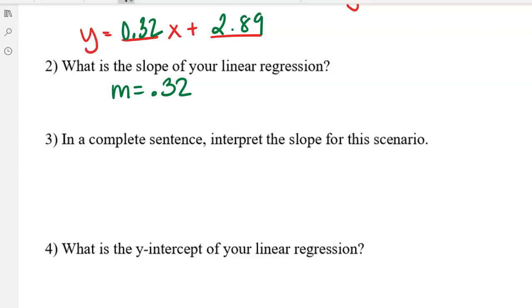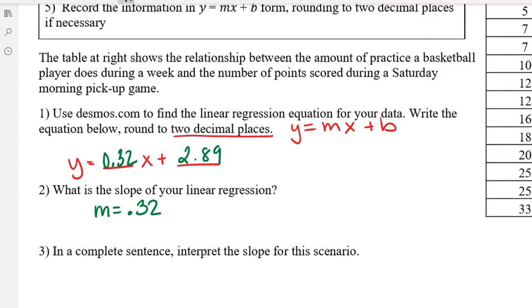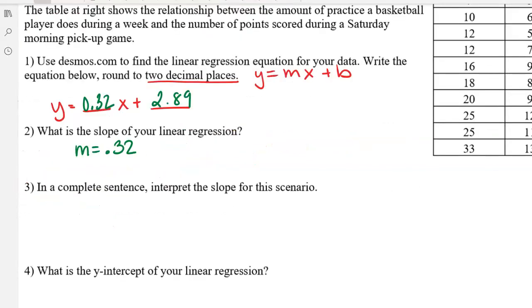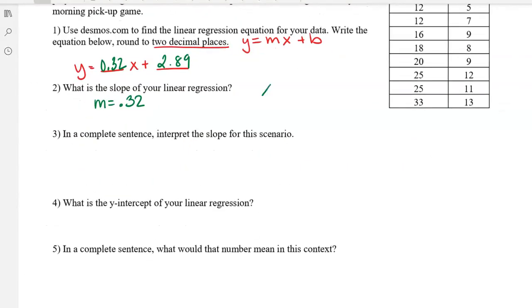Okay. Number 3, Haley, help us read number 3, please. In a complete sentence, interpret the slope for this scenario. Okay, so we have to interpret the slope based on the scenario. Remember, we already talked about the scenario earlier. It said a table at the right shows the relationship between the amount of practices a basketball player does during a week. So X represents what? What does X represent? Hours of what? Of practicing, yep.